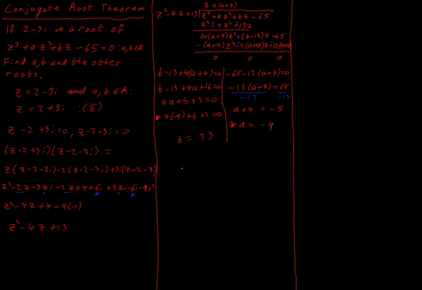I can use that to find my final root. Z plus a plus 4 was my final root. I now know the value of a. So z plus minus 9 plus 4, z minus 5 is my final factor, and I know that to turn that into a root, I'd set that equal to 0, and z is equal to 5, and it's a real number, as we were expecting, because it doesn't have a pair. It's the third root.